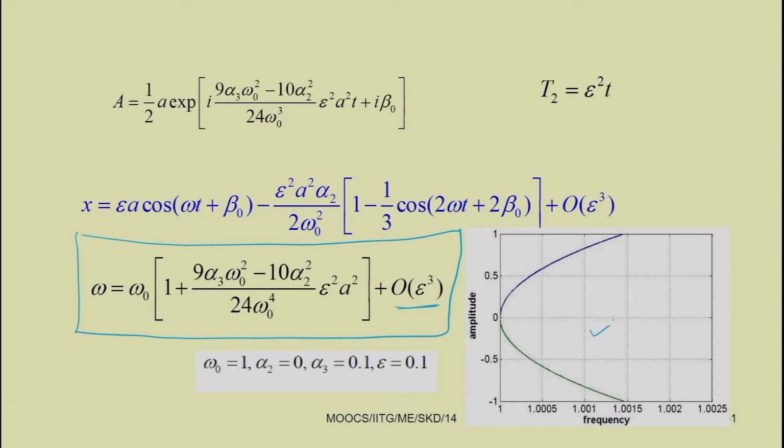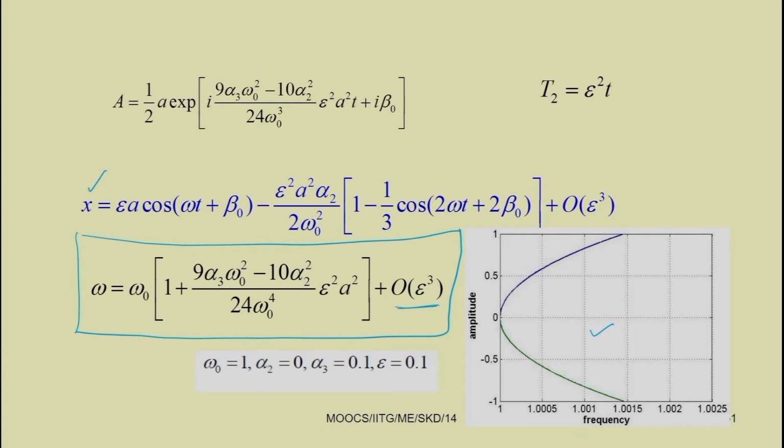So, this shows the frequency versus amplitude. That means, for a different value of frequency, we can get a different value of amplitude. This way one can study the free vibration response. Also, one can find the response x can be written in this form: epsilon a cos omega t plus beta 0, minus epsilon square a square alpha 2 by 2 omega 0 square into 1 minus 1/3 cos 2 omega t plus 2 beta 0. These higher terms we have neglected.